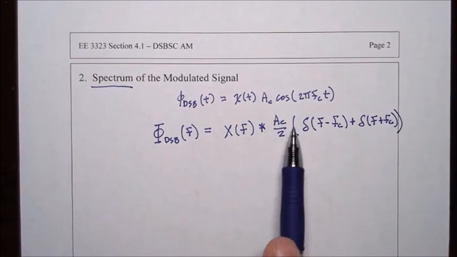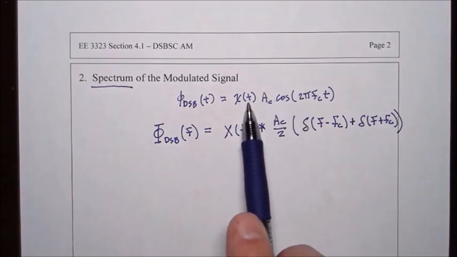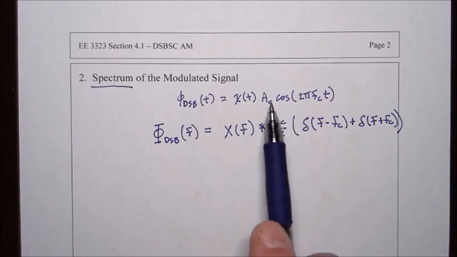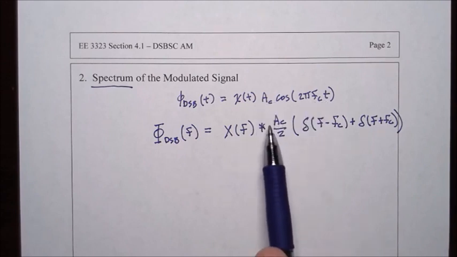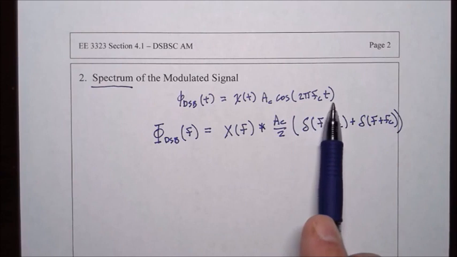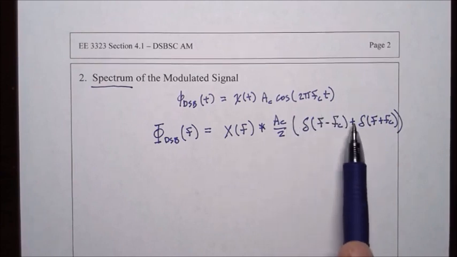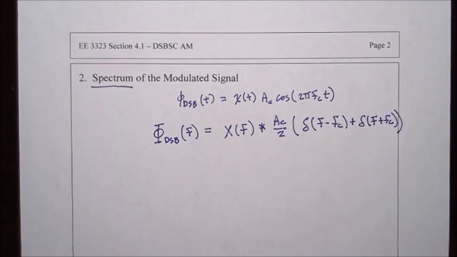That would be a pair of delta functions. Okay, so the Fourier transform of x of t is simply capital X of f. The Fourier transform of the carrier signal has a scale factor from the amplitude of AC, and the Fourier transform of the cosine is 1/2 delta f minus fc plus 1/2 delta f plus fc. It's a pair of delta functions.